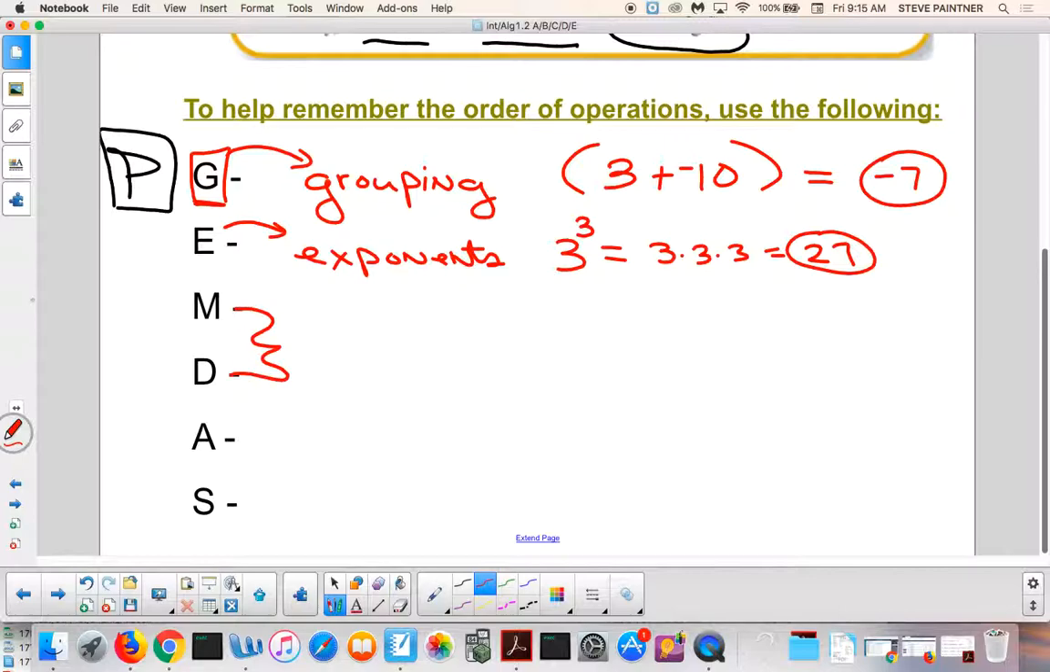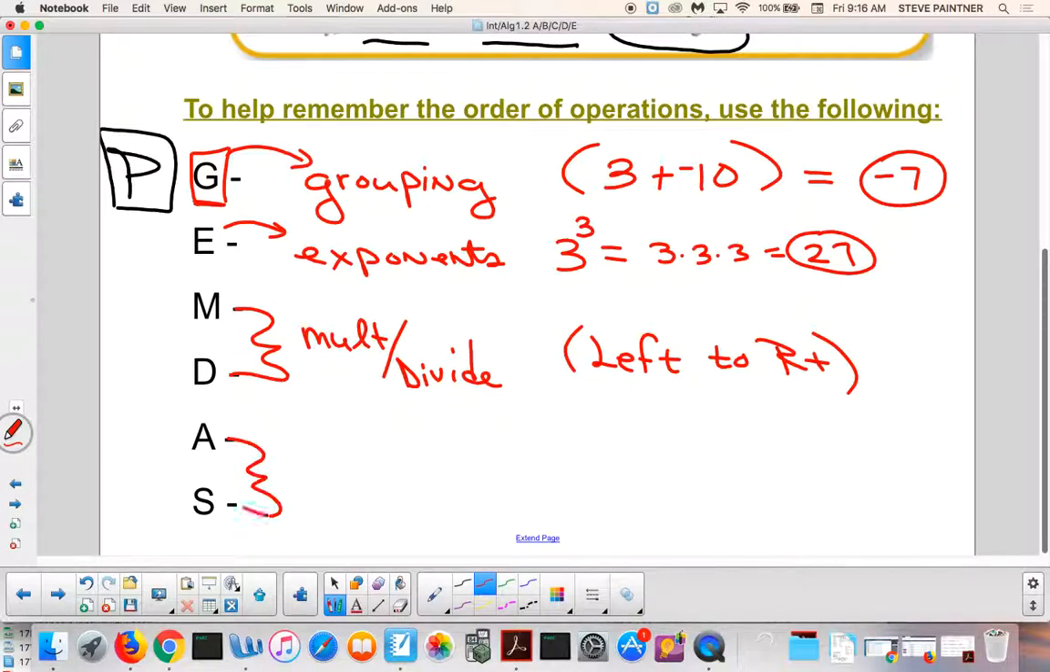I said multiply and divide are tied. Neither one is more important. Okay, they're the same. So when you multiply, you see it or you see this. Which one do you do first? Whatever comes first from the left to the right. Okay? So you got to remember there's an attack order here. Okay? All right, next.